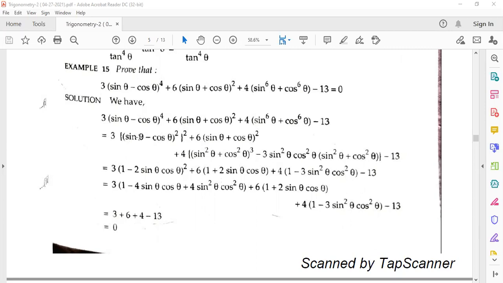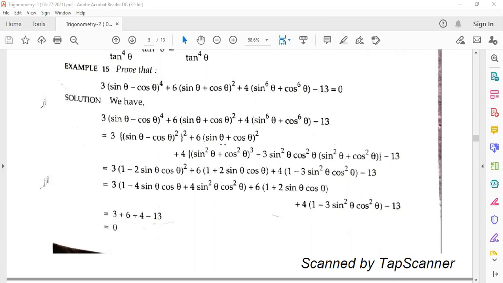Then 3 into sin theta minus cos theta whole square. That means a minus b whole square. If we say that sin theta equal to a and cos theta equal to b, then it will be coming a minus b whole square. So sin square theta plus cos square theta minus 2 sin theta cos theta. That sin square theta plus cos square theta can be written as 1. So that 1 is coming here minus 2 sin theta cos theta. That whole square was there, so whole square is given here.